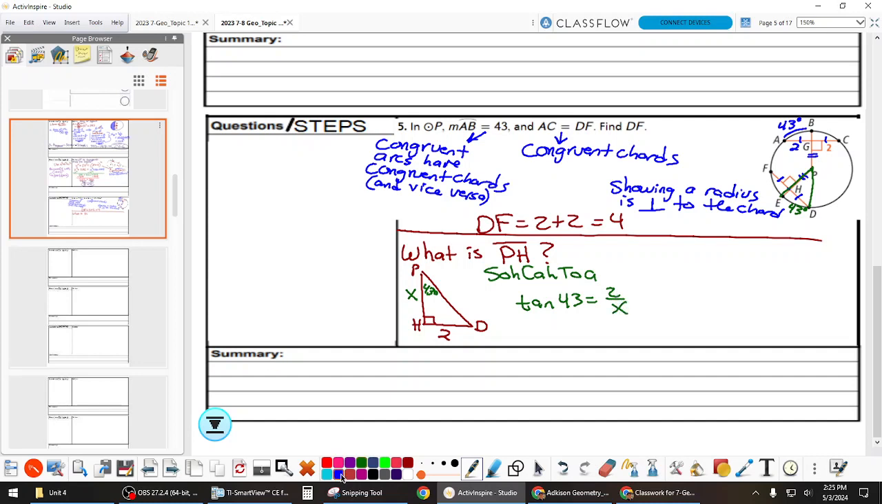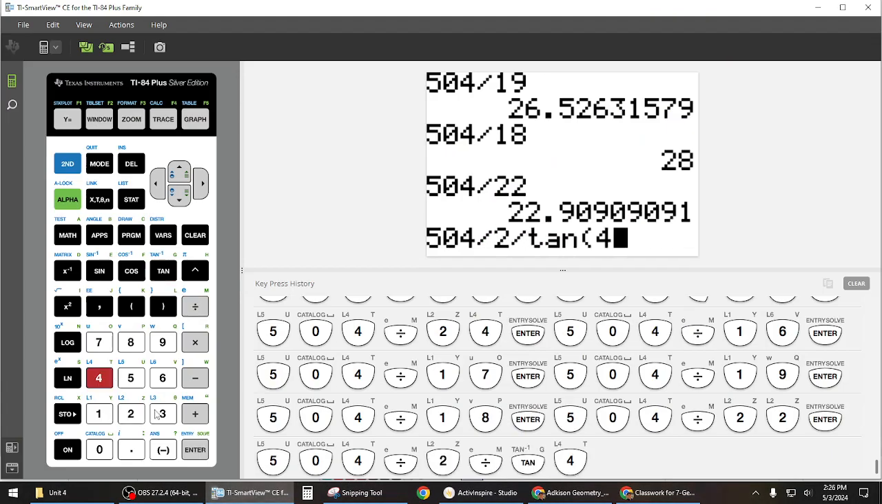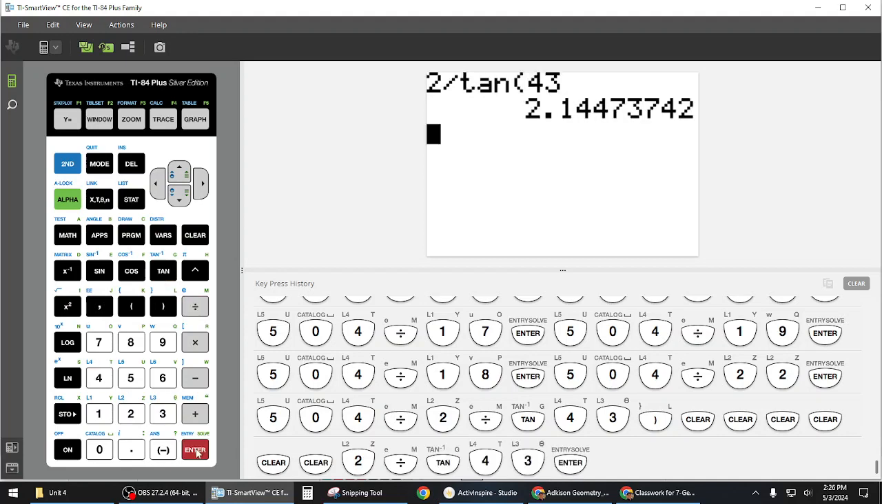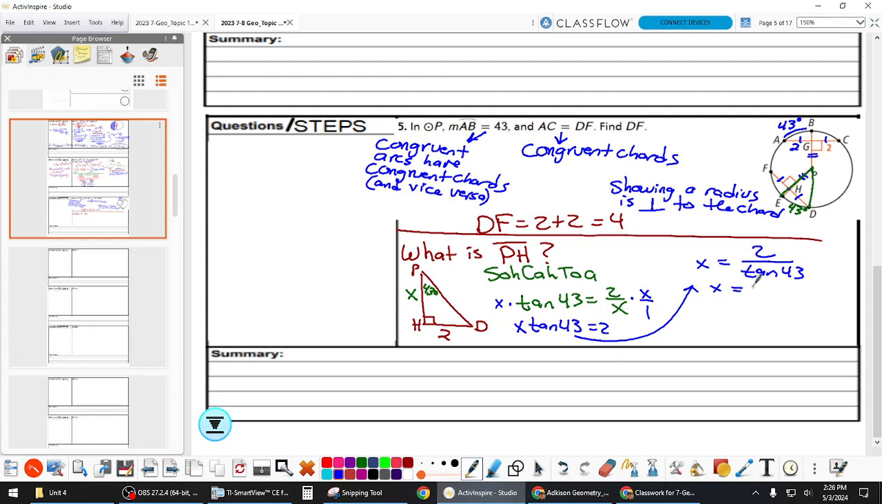All right, this should look familiar from here. How do we solve for x? Multiply to get it out of the denominator, and then divide by a tangent of 43. Okay. And your calculator shouldn't have switched, but just double check that it's in degrees. So 2 divided by tangent of 43. So that's a 2.14. 2.14. Okay, so now we know PH.